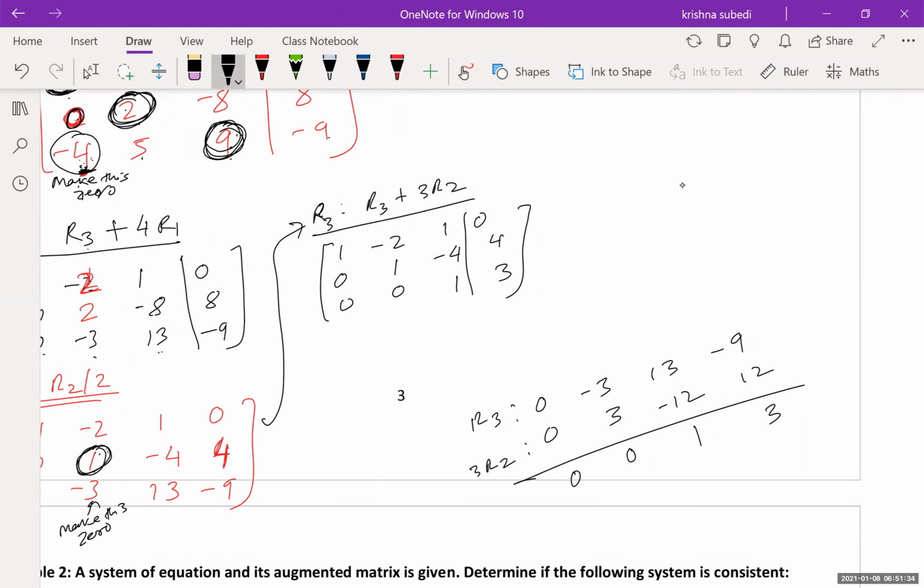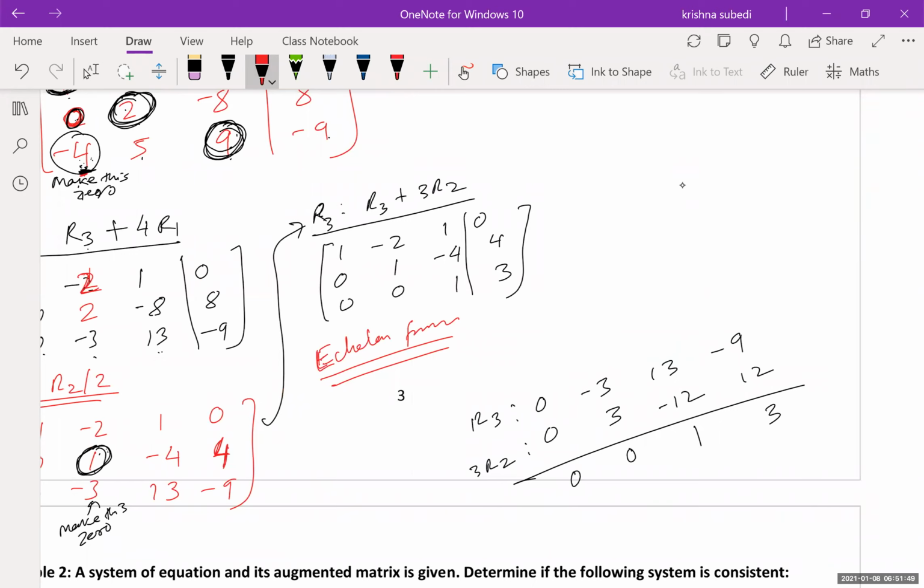Now, this form is called echelon form. And we'll talk about the echelon form in a minute.